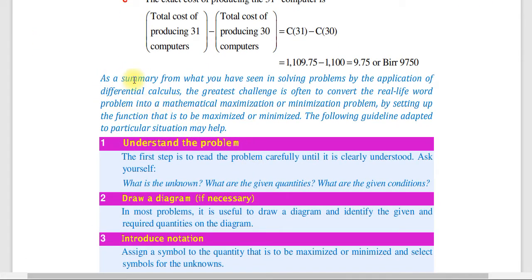So, as a summary from what you have seen in solving problems by application of differential calculus, the greatest challenge is often to convert the real-life world problem into a mathematical maximization or minimization problem. By setting up the function that is to be maximized or minimized, the following guidelines adapted to the particular situation may help.